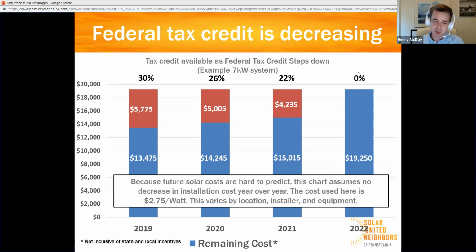I know there are some efforts in Washington to extend the tax credit. It was extended once before in 2015. So there's a chance we might extend it again, but there's no guarantee. So that's something to keep in mind. If you are thinking about going solar in the near future, it might be worth trying to do it this year so you can get that full 30%.